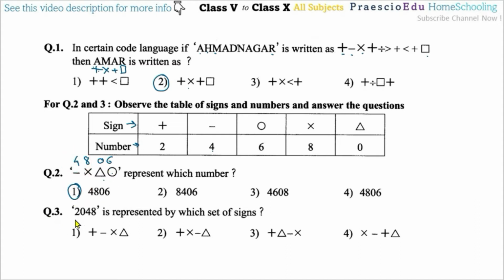Then question number 3: 2048 is represented by which set of signs? 2 means this plus sign, which is here, here, and here in these three options. Then 0 means this triangle; here the triangle is not present, here is the only triangle, so option number 2 and 1 are not correct, and 4 also not, so only option number 3. So this plus sign and then the triangle. Then 4 means this minus sign correctly, and 8 is the cross sign, so this one is also correct. Option number 3 is correctly represented.